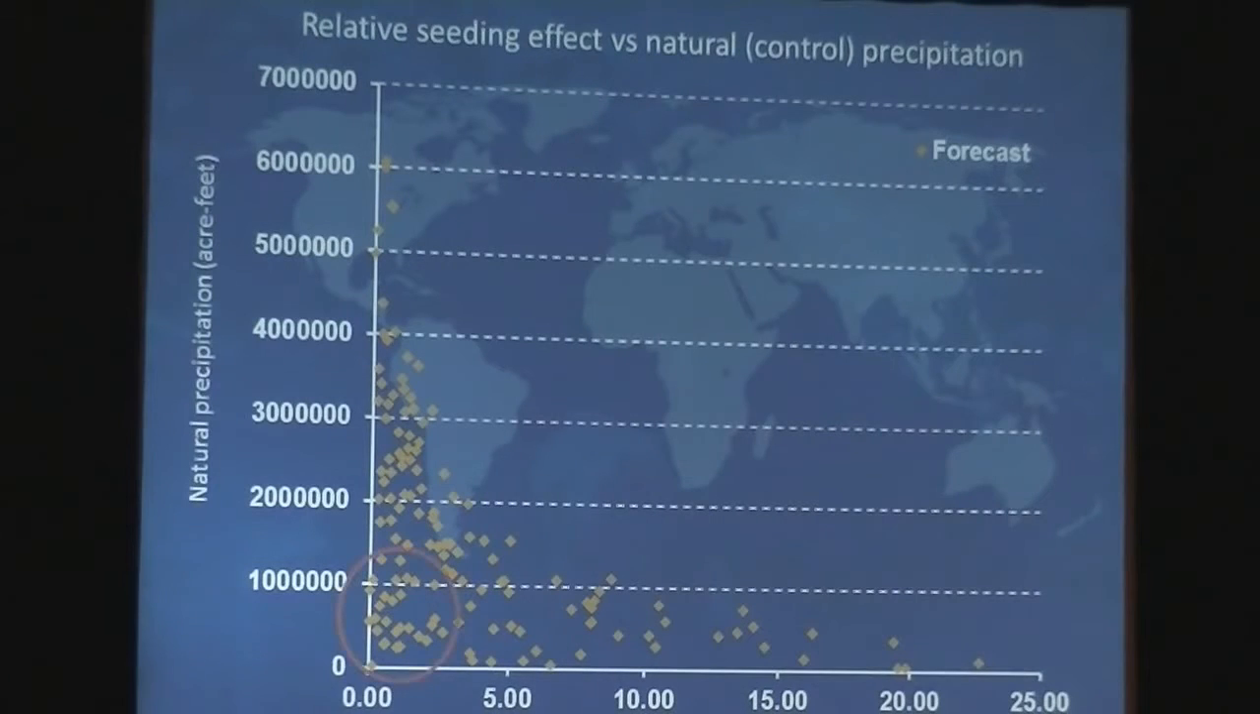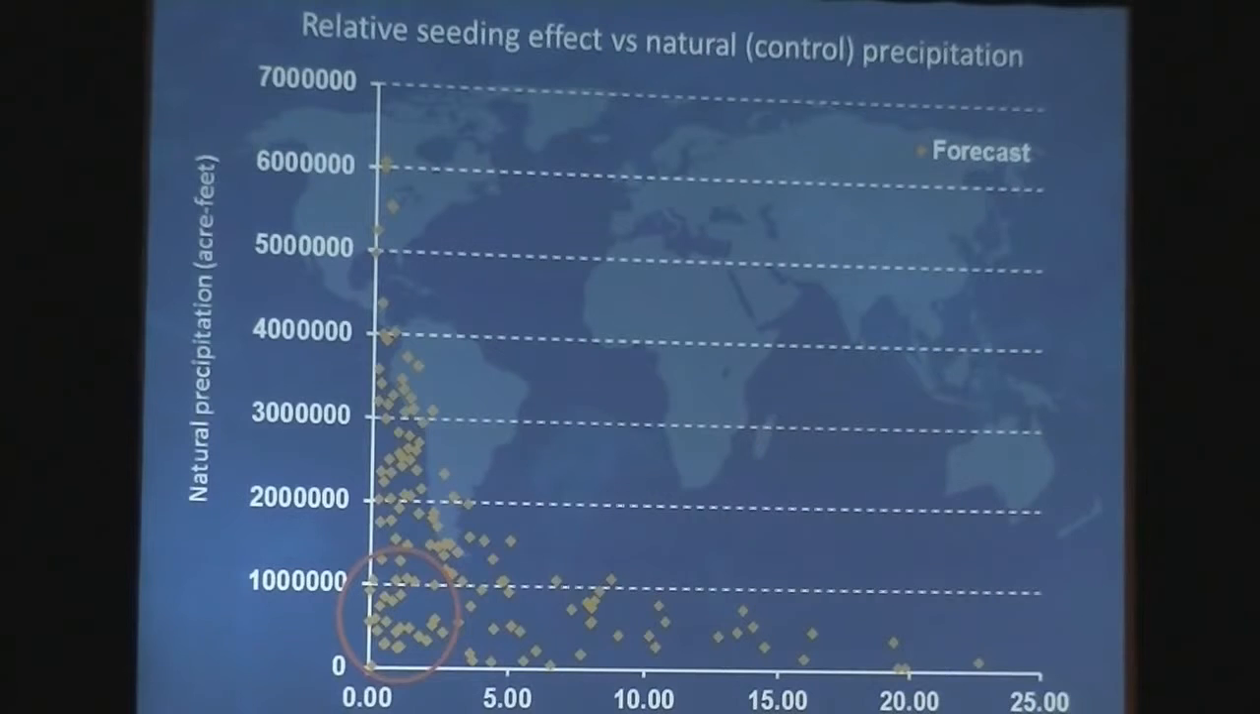But I would like to highlight this region down here where we have low total control precipitation and we still have pretty low percent increases. These are the kinds of cases and forecasts that we really want to try to avoid as we improve this algorithm, because it's doing a very good job at identifying just the most minimal seeding opportunity, but it might not be the best. And obviously we're not going to be able to seed every single one of those.